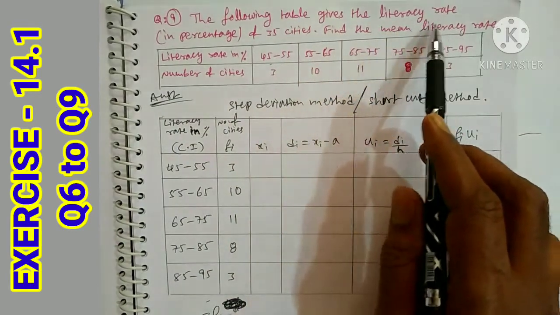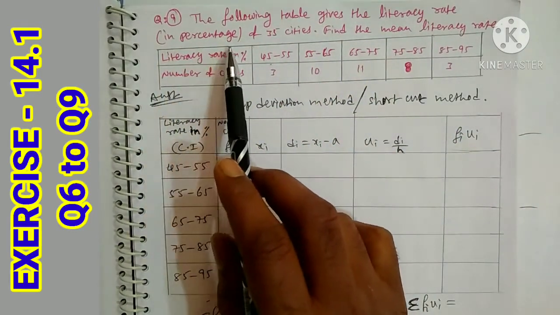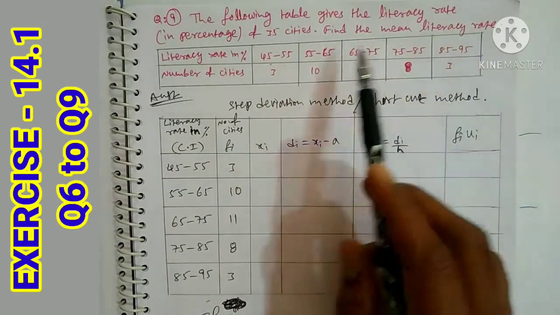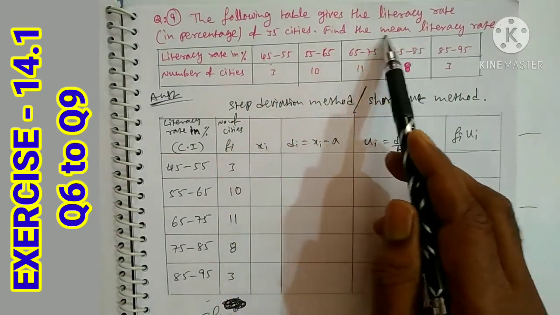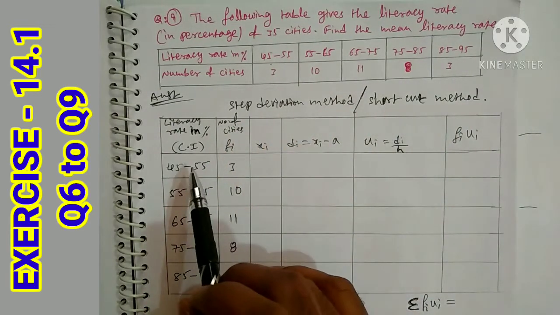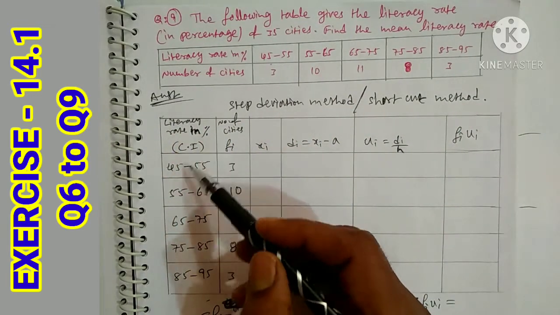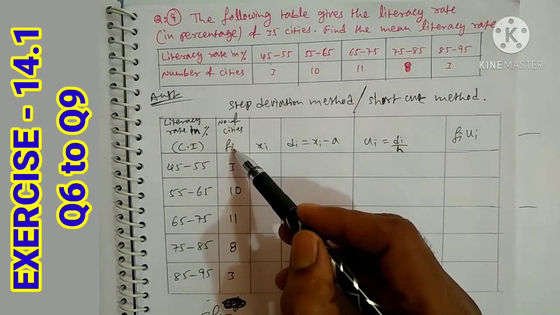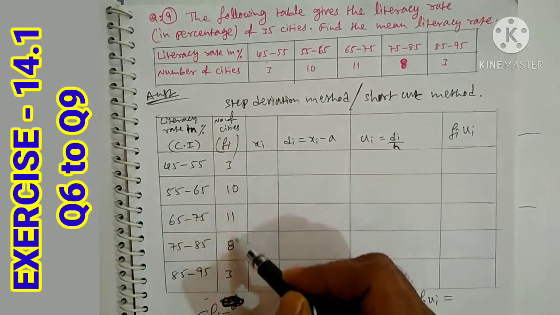Question number 9. The following table gives the literacy rate in percentage in 35 cities. Find the mean of the literacy rate. Here it is also similar. Mean we have to calculate by any one method. I am taking the step deviation method or shortcut method. Literacy rate in percentage is the class interval taken here, and number of cities is the frequency taken in this table.